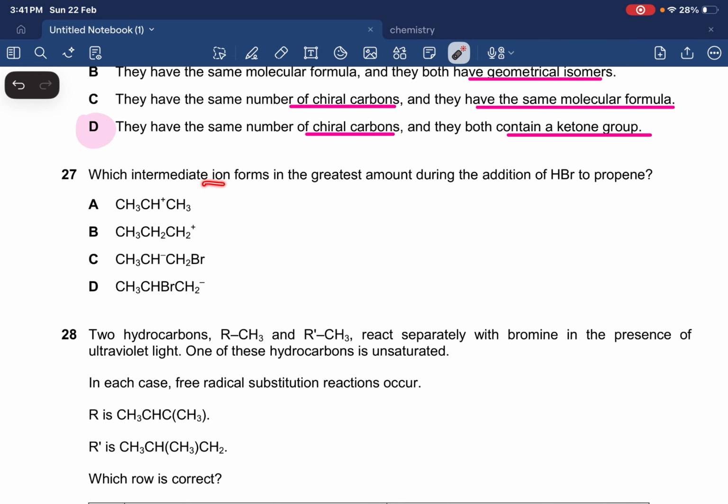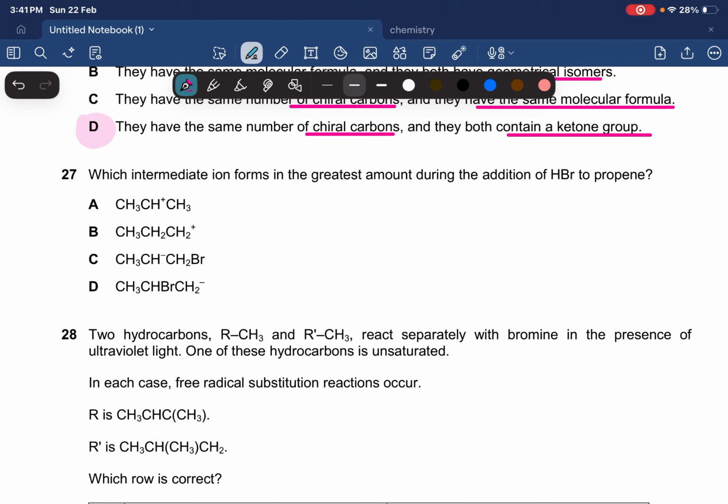Which intermediate ion forms in the greatest amount during the addition of HBr to propene? Propene: CH2, CH double bonded, C, and then an H, and then an H.